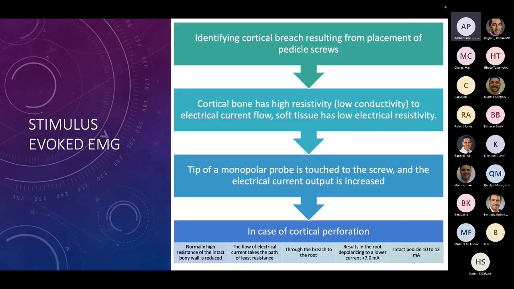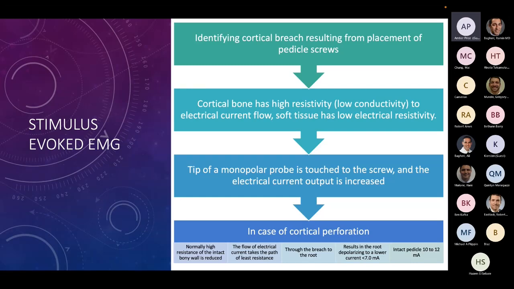And the way it works is basically that cortical bone is not very conductive of electricity, but soft tissue has a low electrical resistivity or a high conductivity. And so when you touch the tip of the monopolar probe to the screw, the electrical output will give some sort of conductivity. In the case of a perforation of the pedicle, basically the flow of the electrical current takes the path of least resistance, so it will go through the breach to the root, and so the root will depolarize with a lower current.